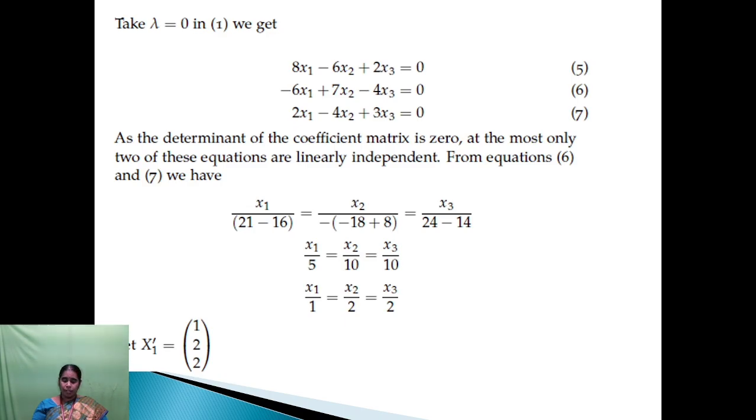First, case 1. If our lambda takes 0 in the above equations, our equations 2, 3 and 4 reduce to equations 5, 6, 7. I am replacing my lambda as 0. Next, on solving 5, 6, 7, we can take any two, either 5, 6 or 5, 7 or 6, 7, chosen randomly, and find the solution. On solving, we get x1 equal to 1, x2 equal to 2, x3 equal to 2. Thus, we have X1 dash equal to 1, 2, 2.